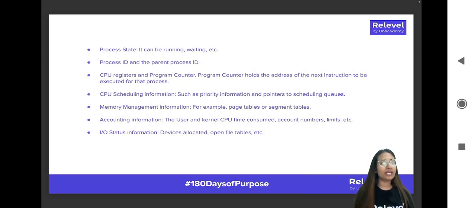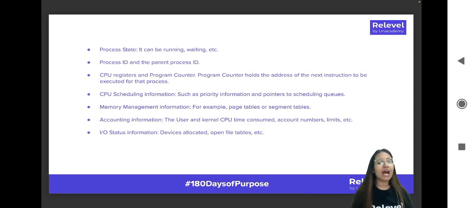Then we have accounting information. This includes the amount of CPU used for the execution of a process, along with the execution ID, account numbers, CPU kernel time consumed, etc. So all this accounting information, such as how many resources you used, for how long you used them, and what the execution ID is, is present as part of accounting information.